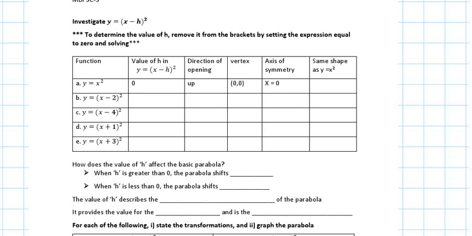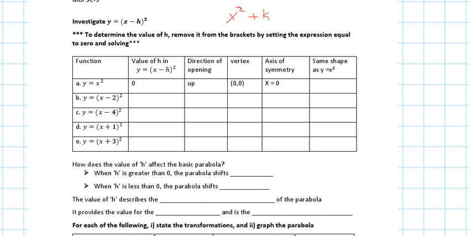The second type, or the third type of transformation that we are going to talk about, is when you have a number inside the bracket with the x. So now you see that the value is actually (x - h) in brackets squared. So this is a totally different transformation than if you have it outside. So this is different than this, right? Because this is inside the bracket with the x.